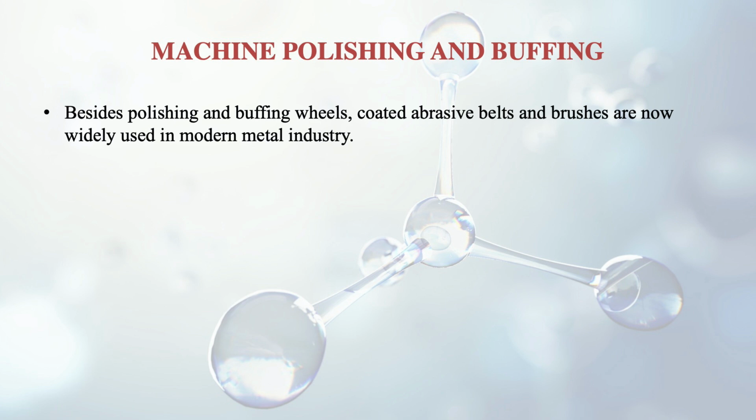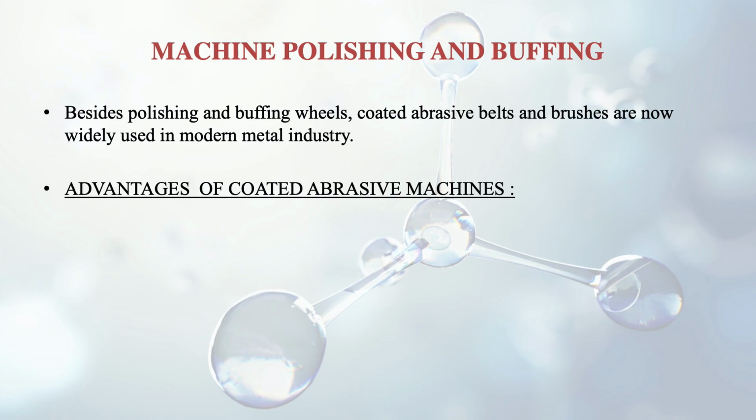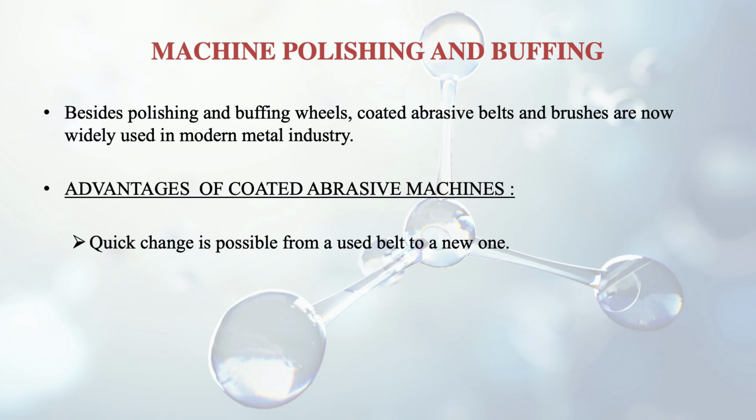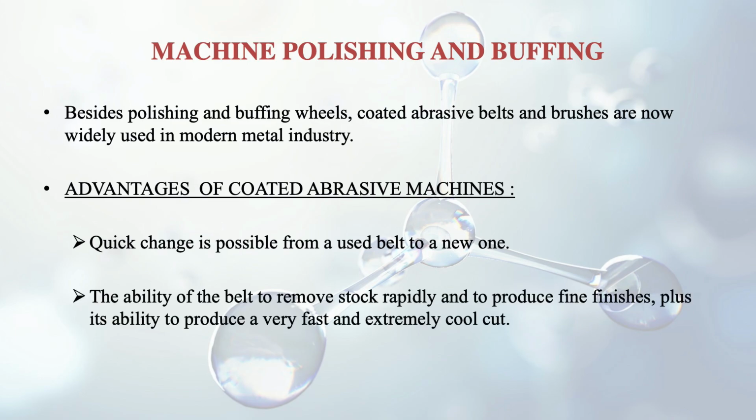Besides polishing and buffing wheels, coated abrasive belts and brushes are also very much in use nowadays. And why? Because they have certain advantages. We can change the belt very quickly to a new one if the previous belt has degraded. Then there is the ability of the belt to remove stock rapidly to produce a fine finish, plus the ability to produce a very fast and extremely cool cut. So these are the advantages of coated abrasive machines.